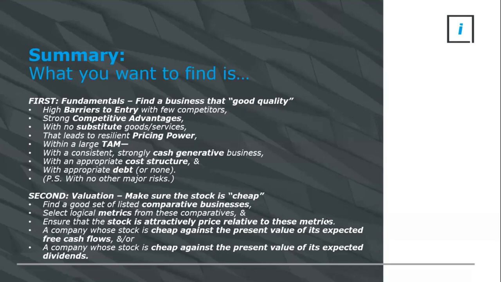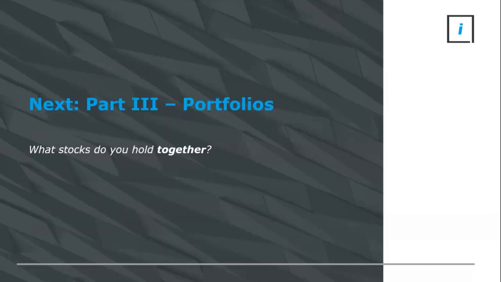The apple in your hand is cheap relative to the similar apples in the bag that you've found at the marketplace. Or the company is cheap relative to its future in present day terms, cheap relative to free cash flows, or cheap relative to its dividends. So we want to find good businesses and make sure that we don't overpay for them.